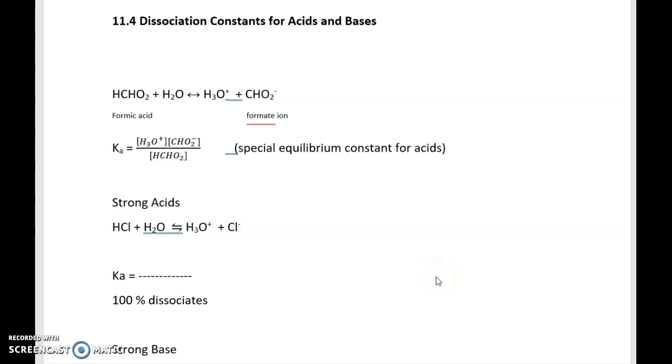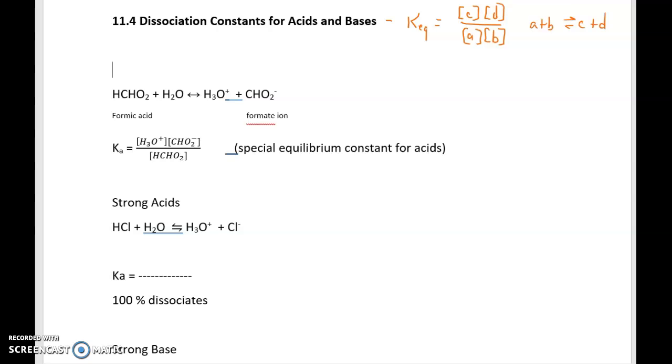Dissociation constants for acids and bases. These are going to be a lot like the equilibrium constants that we wrote for the chapter right before this one, where we wrote the products on the top and the reactants on the bottom. The reaction here would be A plus B making C plus D.